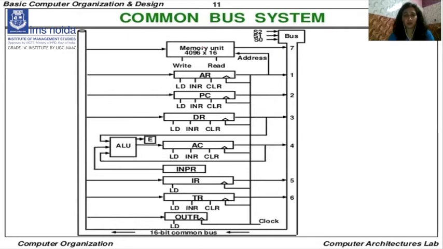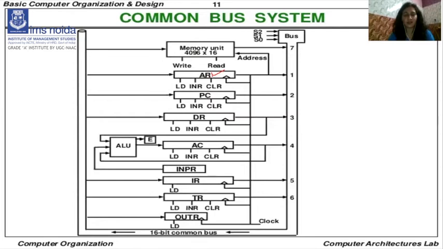This is a memory unit. We will discuss it later. First, we will discuss the various types of registers. As you can see here, we are using 8 different types of registers. The first is called AR. AR is called the address register. What do you mean by address register? The address register holds the address of the operand.